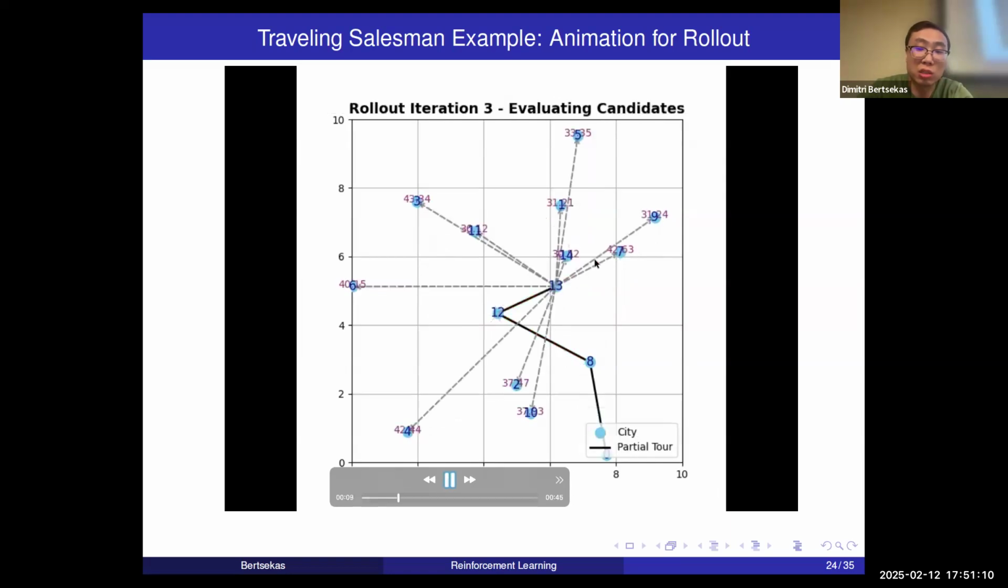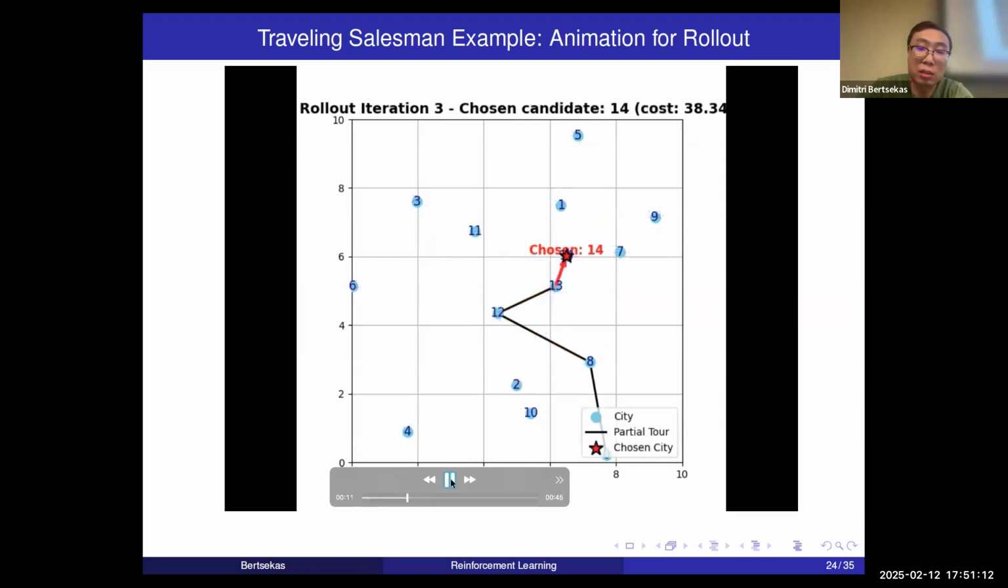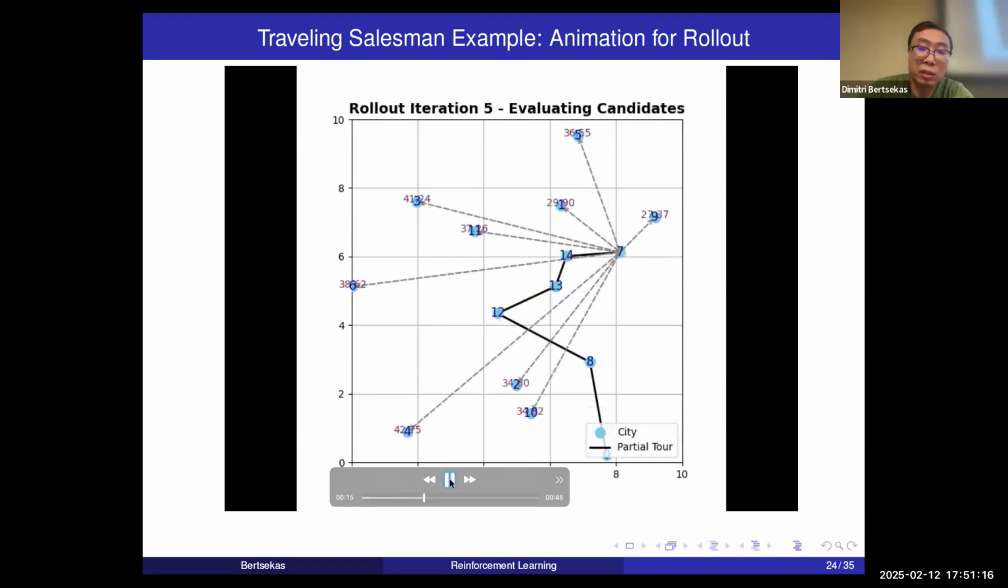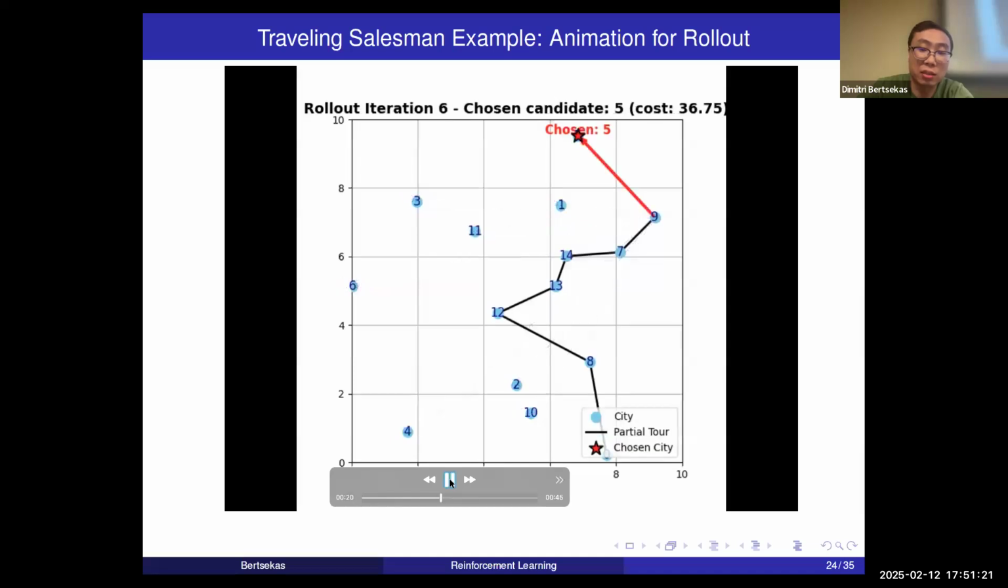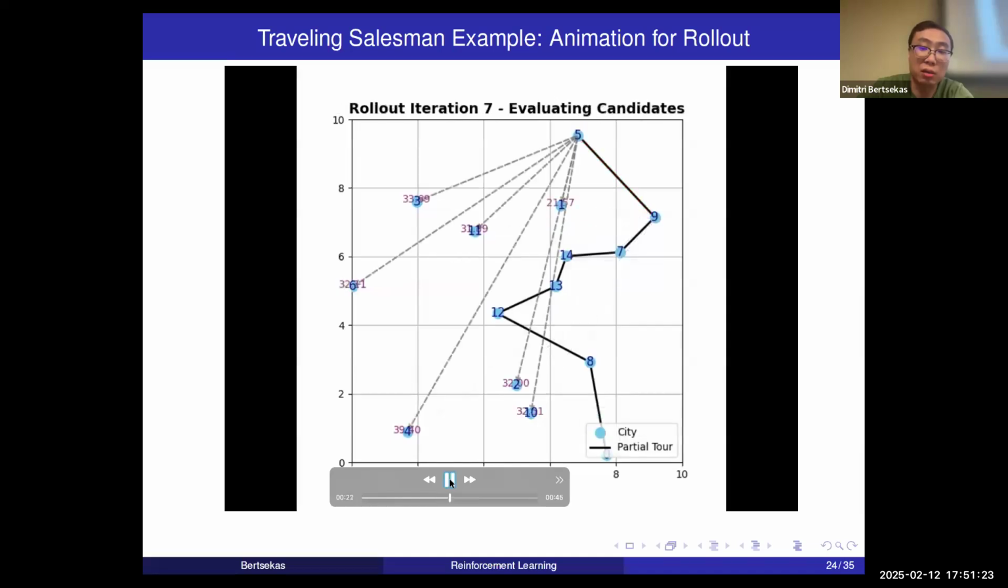And we can continue with the simulation. As you can see, at each point, it evaluates all the candidate next cities, the feasible next cities, and chooses the one with the smallest Q factor.